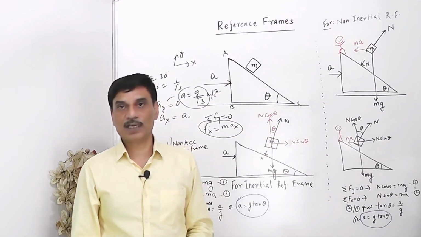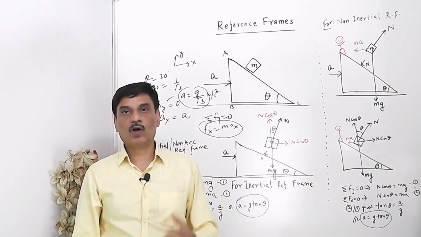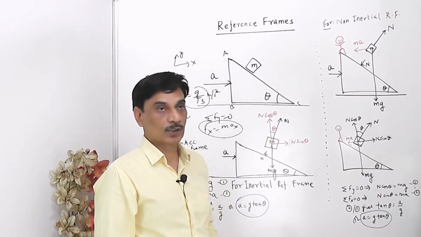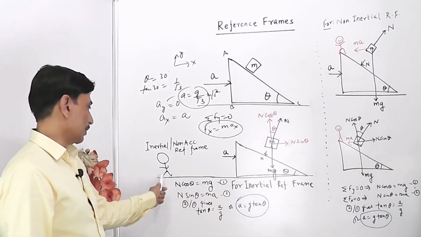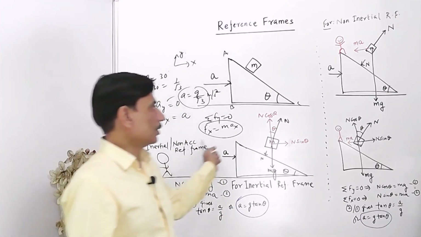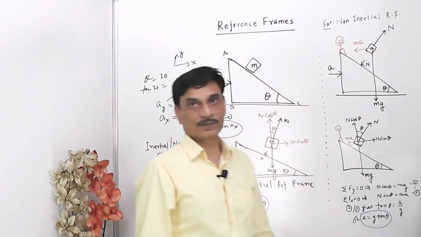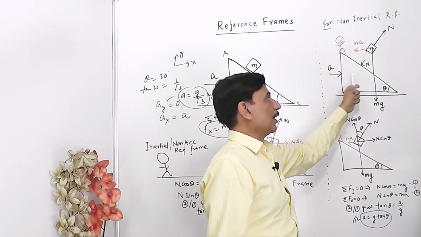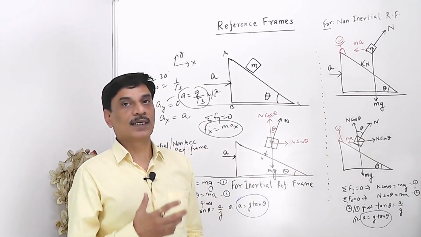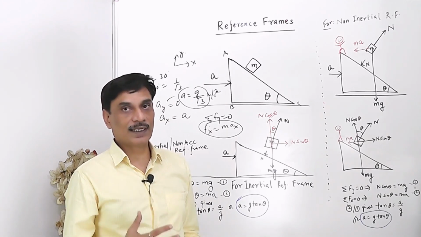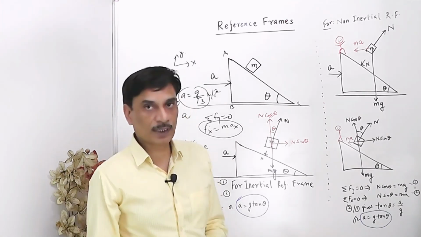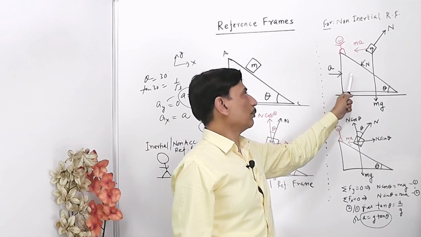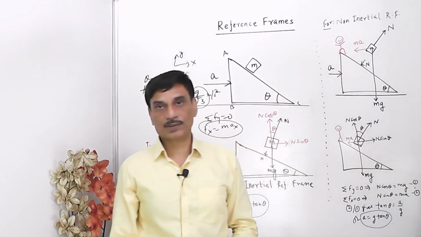Let's understand the same example using an accelerating frame, or non-inertial reference frame. Now our observer is accelerating. The observer who was standing on the earth comes, jumps and sits on this wedge. If he sits on the wedge, he is also accelerating along with the wedge, with the acceleration A in this direction.